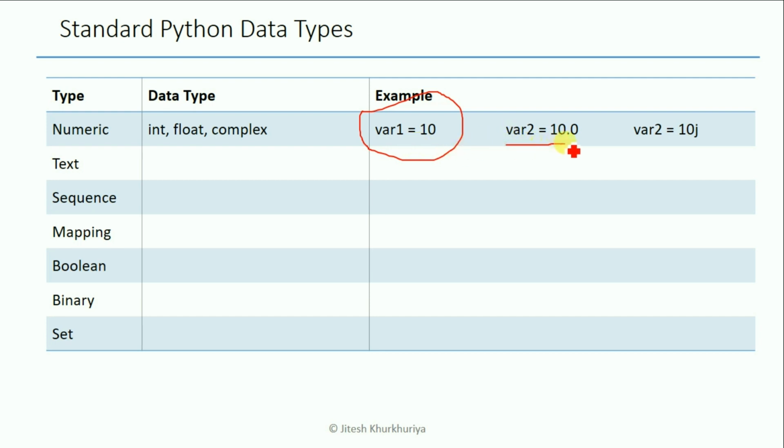Then float is for numbers with decimal digits, such as 10.0 or 12.59 or any such number that has digits after the decimal point. And finally, the complex data type that stores the complex or imaginary number such as 10j, and j typically here represents the square root of -1. I'm not going to go through the details of these mathematical numbers for now.